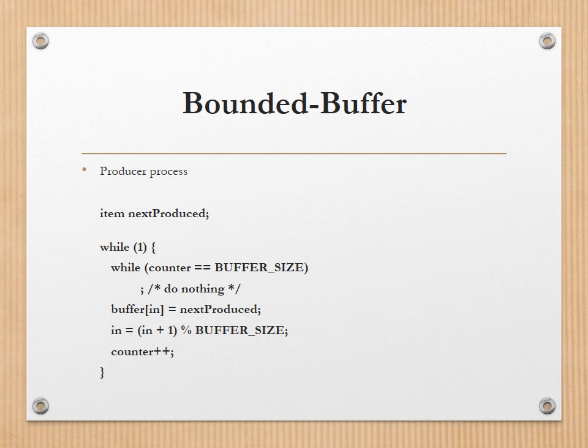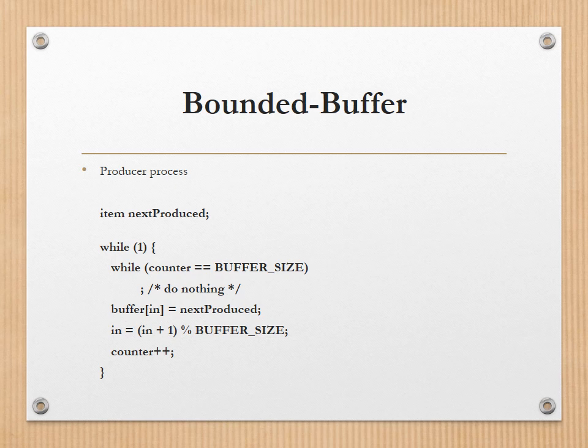Challenges in the producer process. Race condition: if multiple producers run concurrently, they might modify counter and in simultaneously, leading to incorrect updates. Solution: use mutex locks to ensure exclusive access. Busy waiting: the loop while counter equals BUFFER_SIZE causes unnecessary CPU usage when the buffer is full. Solution: use semaphores to block the producer until space is available.